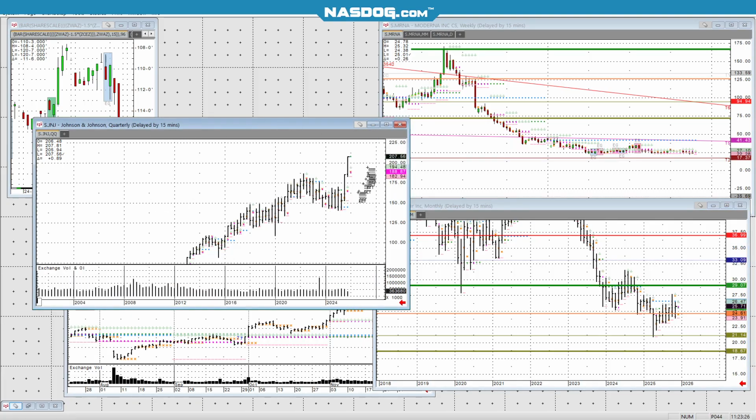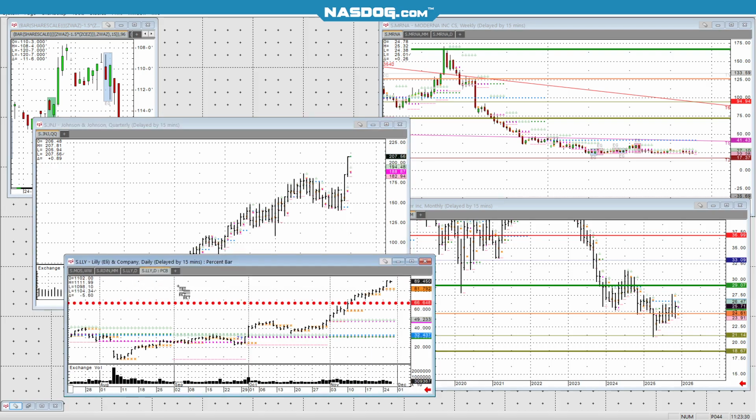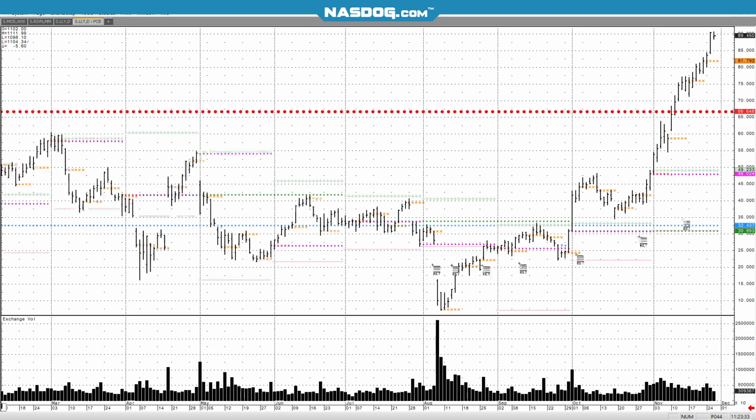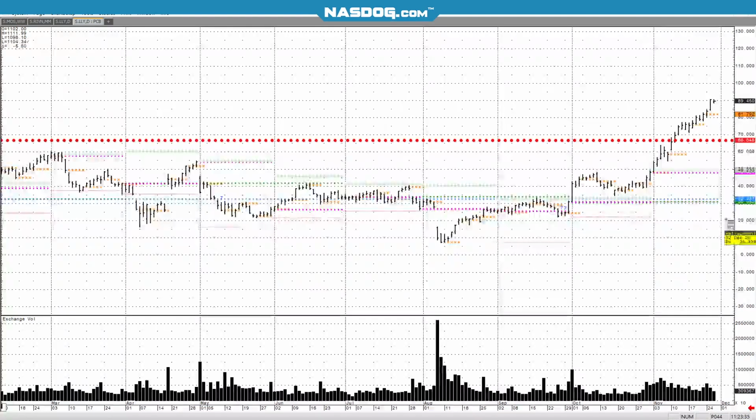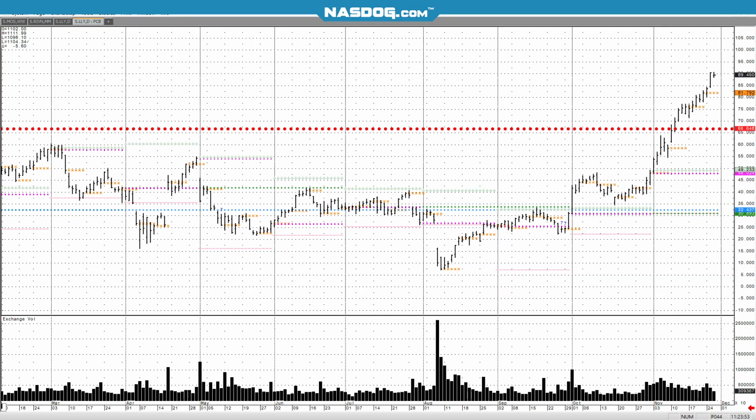J&J quarterly. Look at that. And what is this? Oh, Eli Lilly. As a matter of fact, this is in percent. You know what this looks like? This is down on, oh, it's not down on the year. That looked like one of those hyperscalers. Anyway, we're going to call this a wrap.